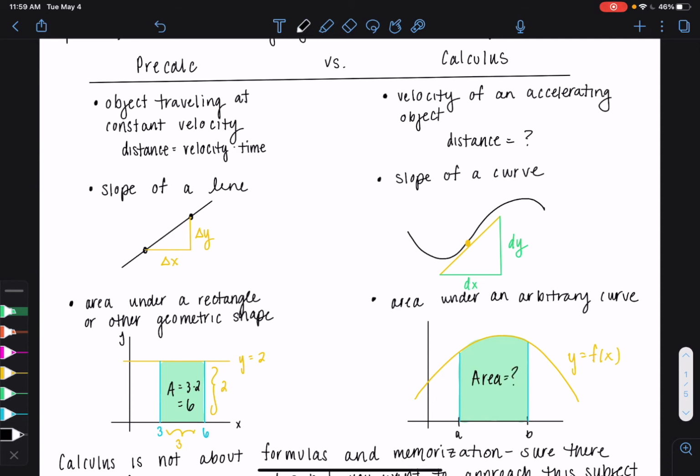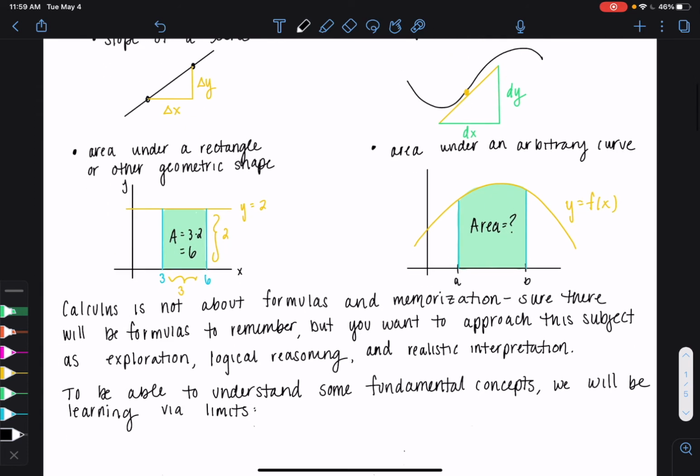Okay. So the one trap I don't want you to fall into is you're used to memorizing formulas. Calculus isn't quite about that. You don't want to try to do rote memorization. You don't want to try to sit there and just blindly feed that formula. Of course, there's going to be formulas to remember, but you really need to approach the subject with exploration, logical reasoning, and realistic interpretations. So you have to know what's going on in that process. What am I really doing and why am I doing this? To be able to really gain a good understanding of this subject.